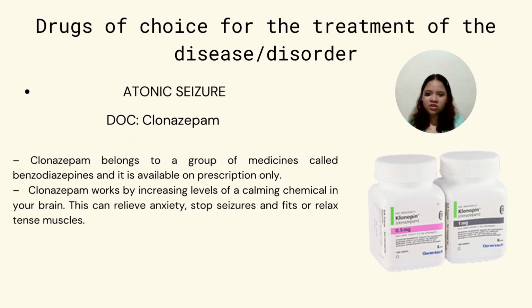For the atonic seizure, the drug of choice is clonazepam. Clonazepam belongs to a group of medicines called benzodiazepines and is available on prescription only. It is used to control seizures or fits due to epilepsy, involuntary muscle spasms, panic disorder, and sometimes restless leg syndrome. Clonazepam works by increasing levels of a calming chemical in your brain. This can relieve anxiety, stop seizures and fits, or relax tense muscles.